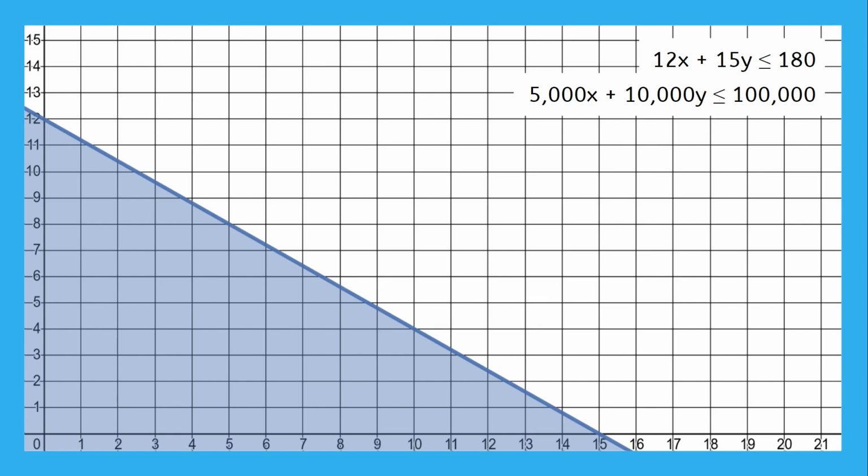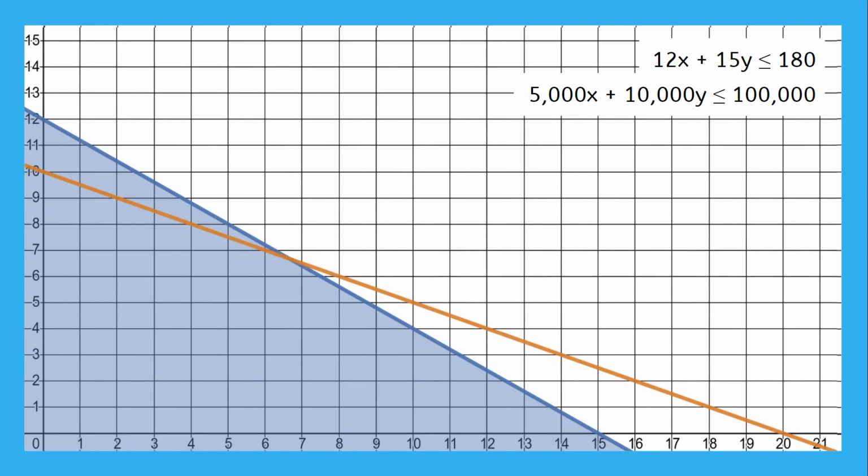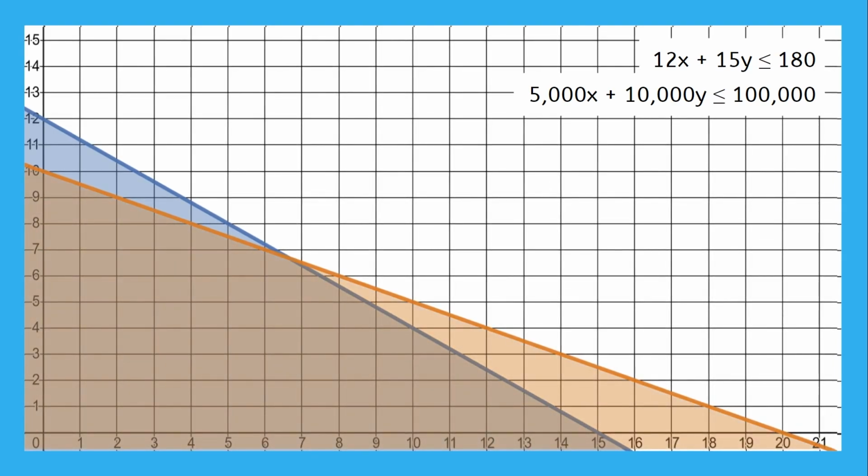For the second inequality, we graph the intercepts and then shade. Instead of actually testing the point 0, 0, we can remember the context of the inequality. If we assemble 0 cars and 0 trucks, it will certainly cost much less than $100,000. So 0, 0 is a valid solution.